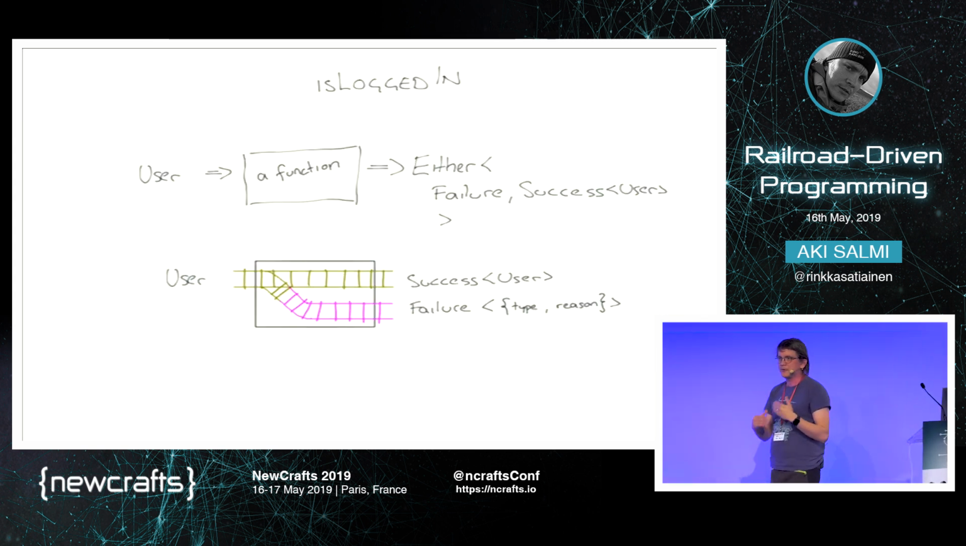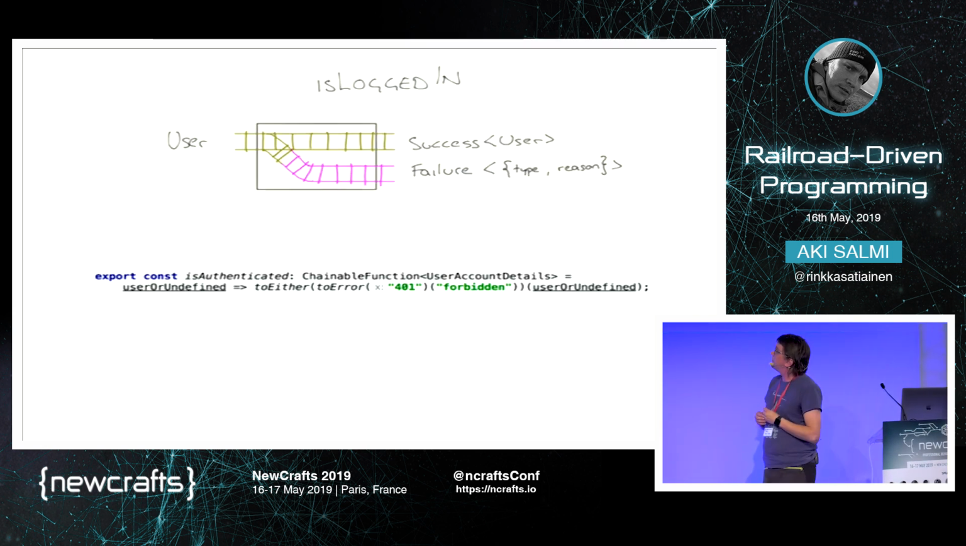So let's take a closer look at a couple of these functions. Take isLoggedIn, which takes a user. This works as a sort of world-crossing function. It takes a user and returns an Either monad. So it returns either failure or success of user.